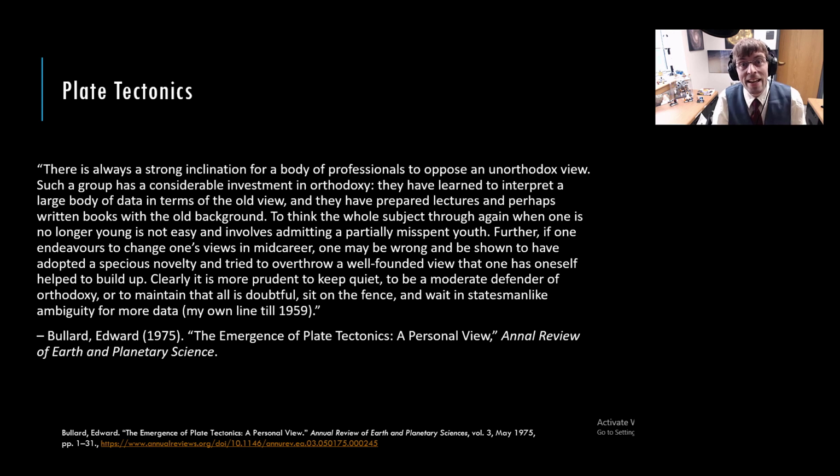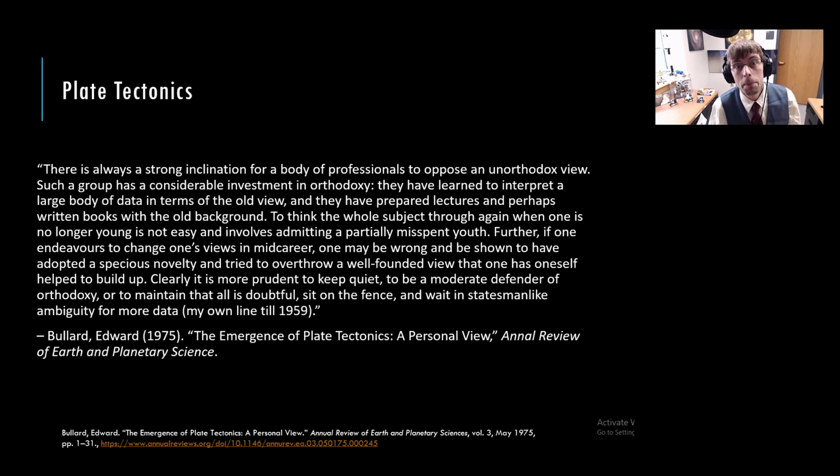What he was saying is he's a bit hesitant. There's always an inclination for a body of professionals to oppose an unorthodox view. What he's really saying is it's really hard for people to accept new ideas, even scientists. And then he goes through and explains, well, you've invested your career going one way. It's hard to admit that you're wrong. Okay? Or it's a risk to try something new. It's the other place where he's saying. But fortunately for us, he kind of pushed through that hesitancy and he came up with this brilliant idea.